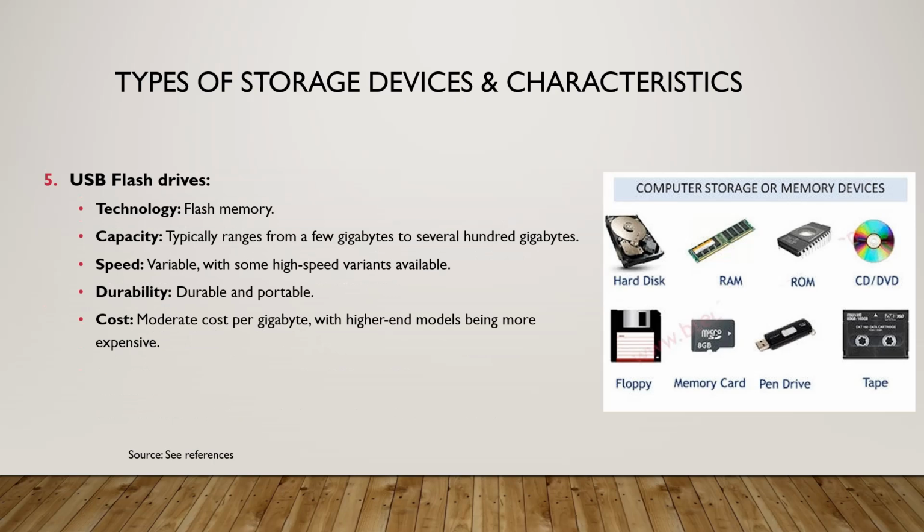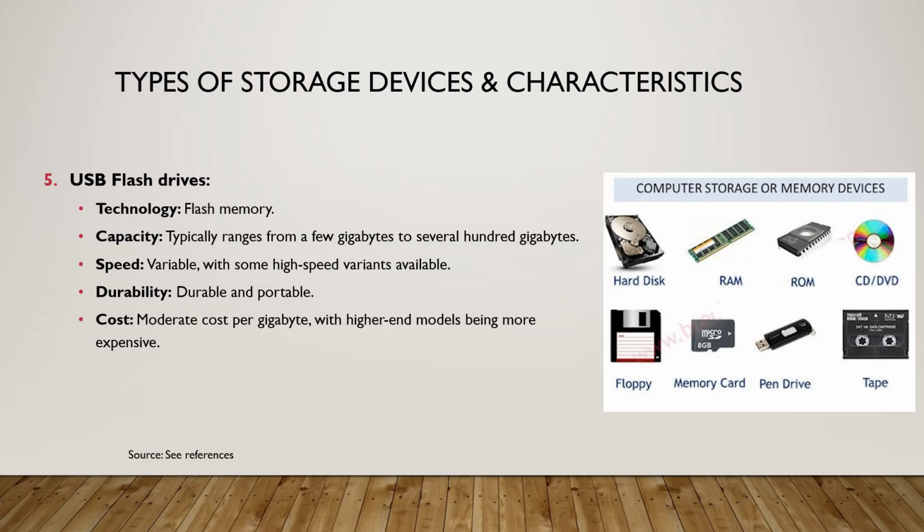And finally, we have USB flash drives, which everybody is familiar with. The technology behind is flash memory. Capacity ranges from few gigabytes to several hundred gigabytes. The speed varies. It is durable and portable. In terms of cost, it's moderate per gigabyte, with higher-end models being more expensive. I believe everybody remembers Toshiba, Kingston, which were famous types of USB flash drives before other types of storage arrived.